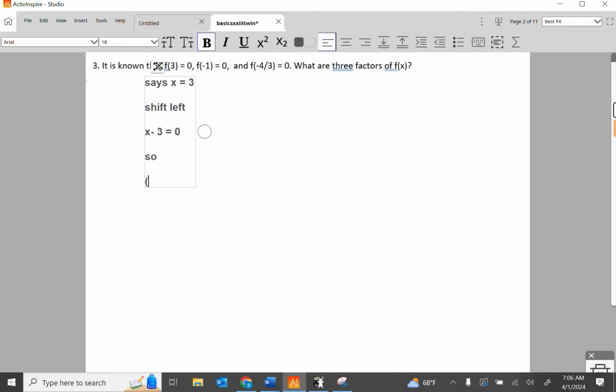So x minus 3, if I can type, is a factor. And that's all this is, changing signs. Same logic right there. x is negative 1. Another factor is x plus 1. Now this one's going to require some work on your end. This says x equals negative 4/3. Then you'd shift left, you'd have x plus 4/3 equals 0. And the factor would not be written like this.